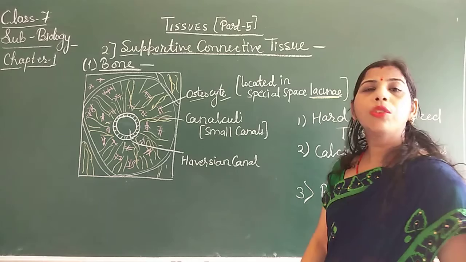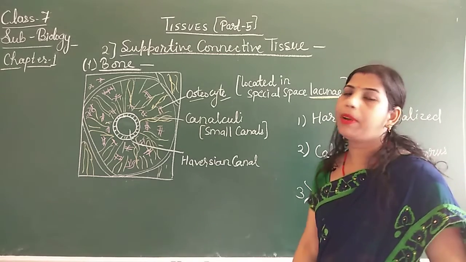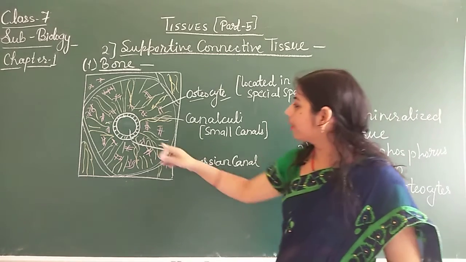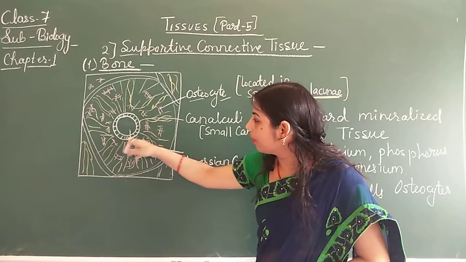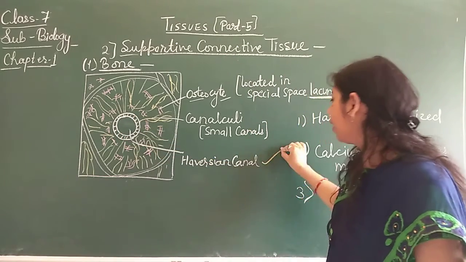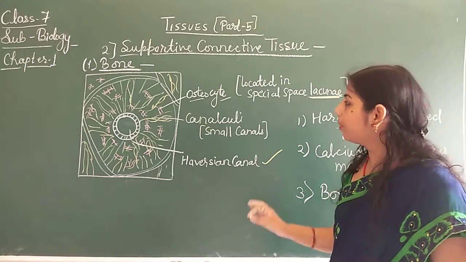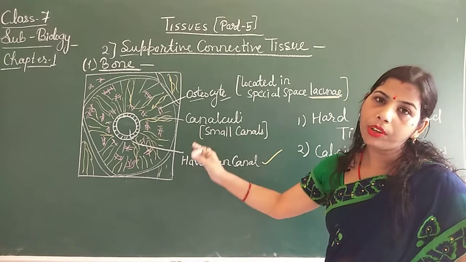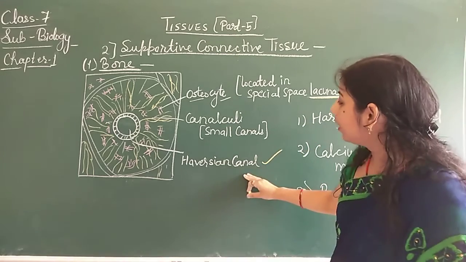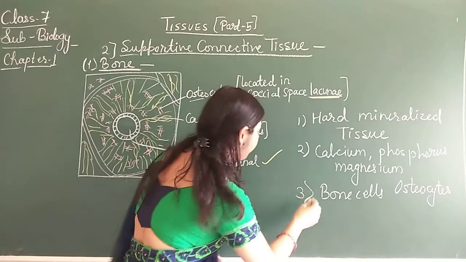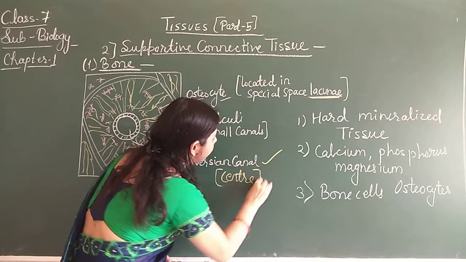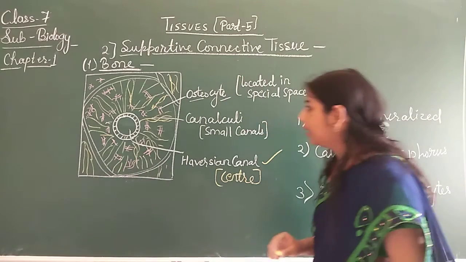Bones also have a blood supply, and that blood supply is present in the center of these concentric rings, which forms a hollow space. This canal is known as the Haversian canal.